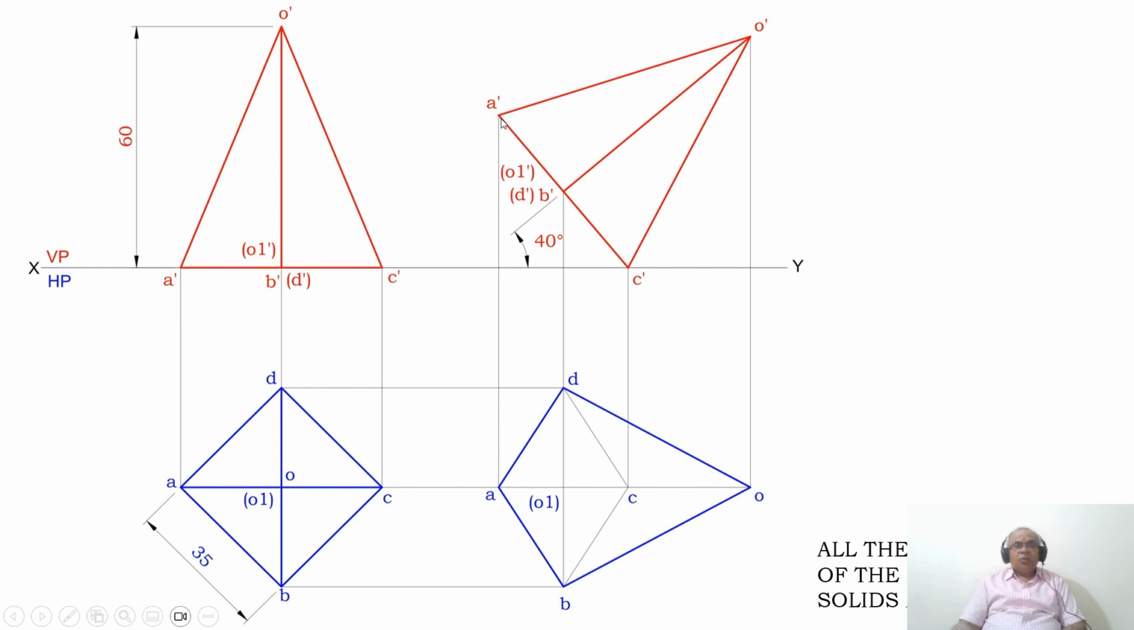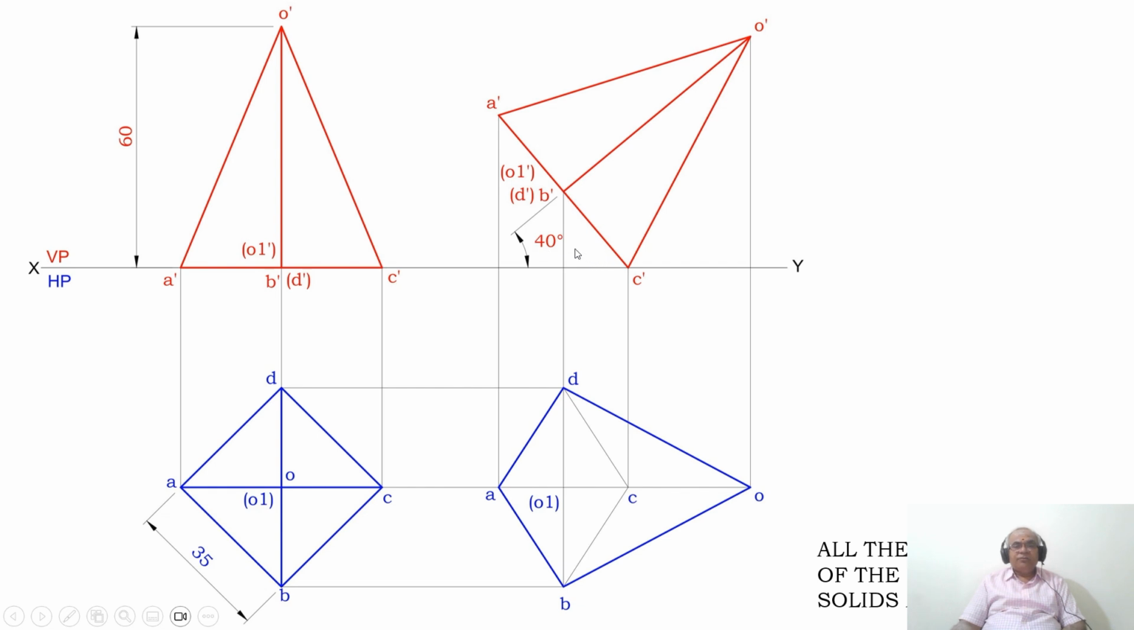Then join O dash to A dash with a dark line, O dash to B dash with a dark line, O dash to C dash with a dark line, and then A dash to C dash with a dark line. So what I am doing is rewriting the same sketch by rotating it such that the axis is inclined at 40 degrees to HP. If the axis is inclined at 40 degrees, then obviously the base will be inclined at 50 degrees.